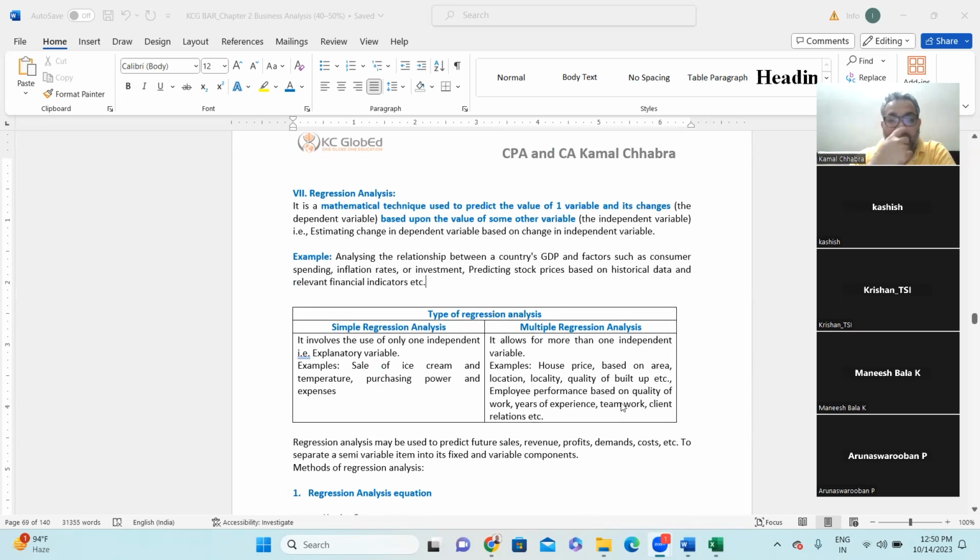Have you heard this term before? Regression analysis? Any idea? Krishan, Manish, Arun, any of you have any idea about regression analysis? No, Kamal.